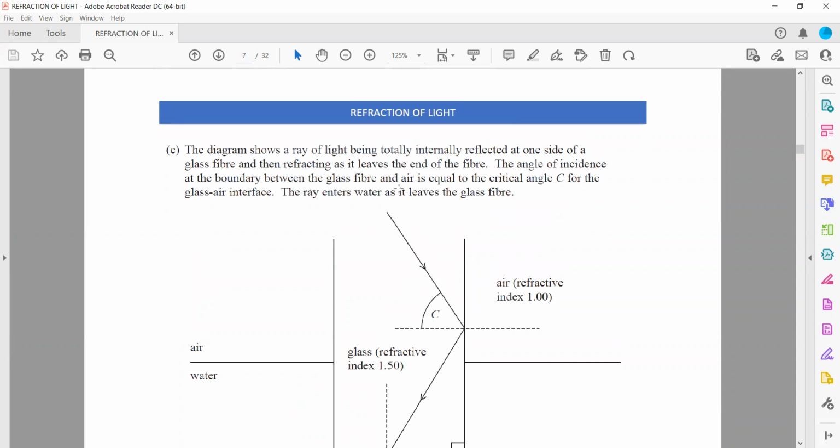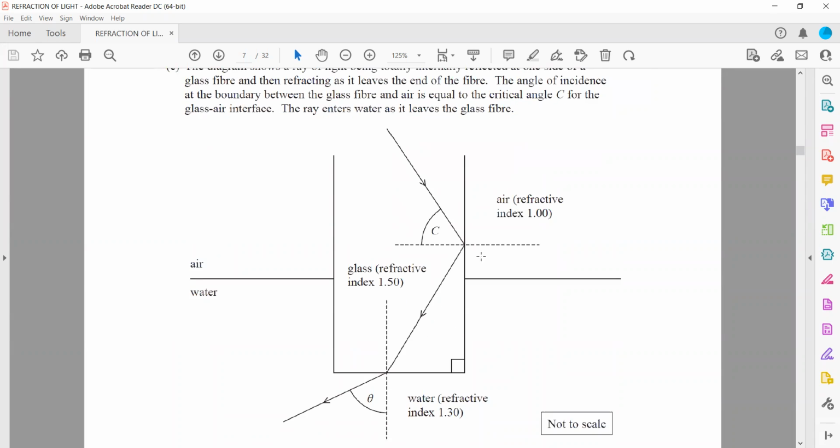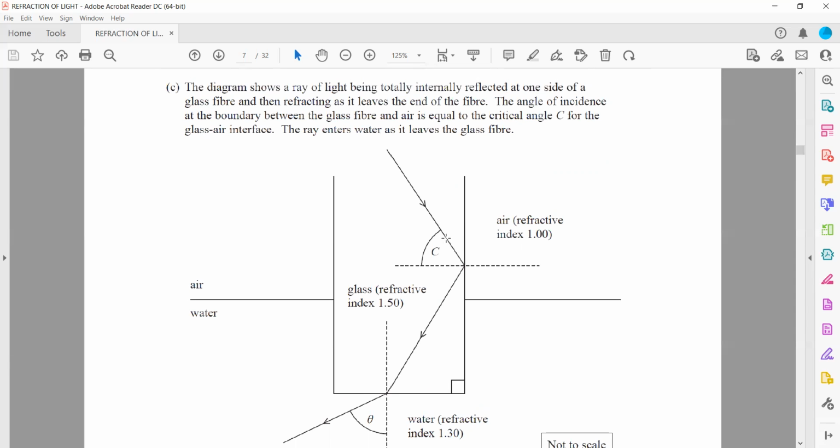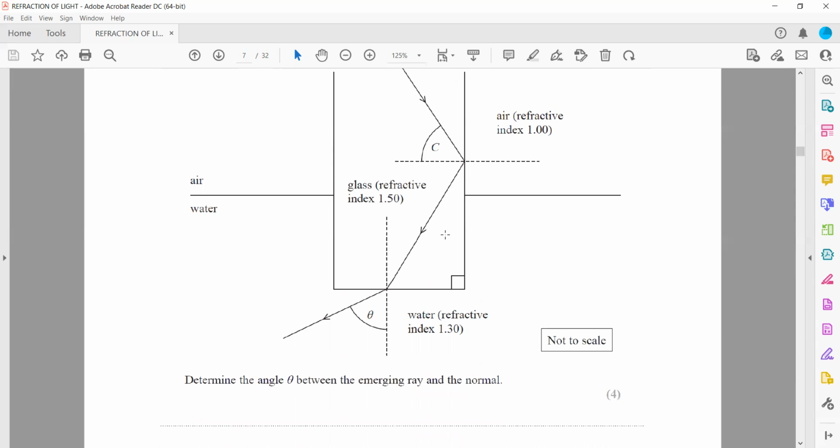The angle of incidence at a boundary between the glass fiber and the air is equal to the critical angle. So this angle refers to a critical angle. Critical angle means the angle of incidence for which the angle of refraction is 90. We call that a critical angle.